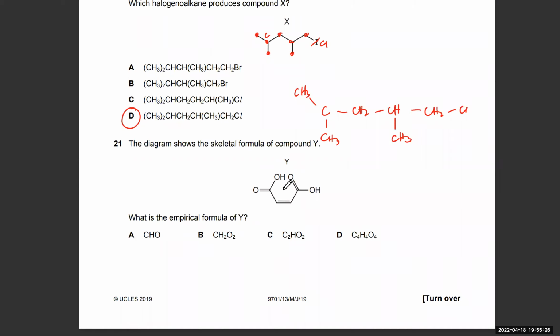Okay, next one, what is the empirical formula of Y? So again, it's a skeletal formula question. It's carbon. So those are your 4 carbons. This one is going to have 1H. This carbon has complete 4 bonds. This one also has complete 4 bonds. So what's your formula? It's C4. H is 1, 2, 3, 4. And there are 4 O's as well.